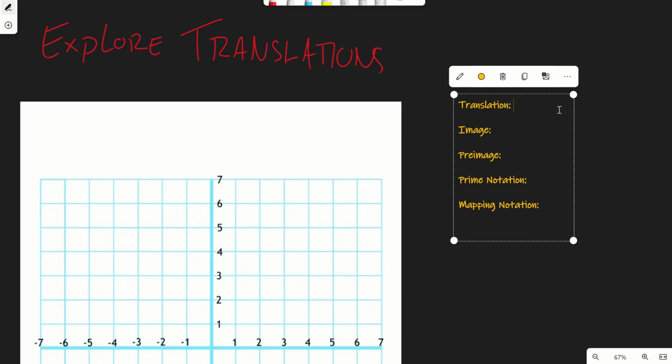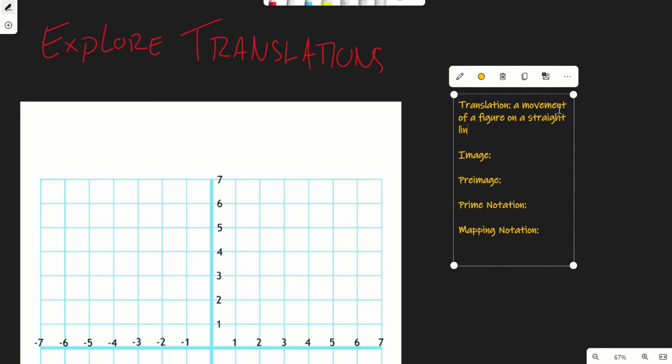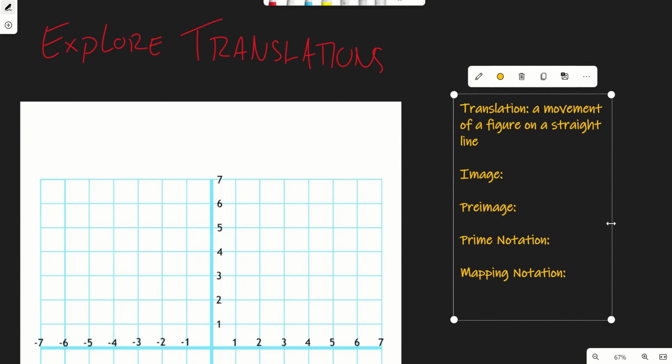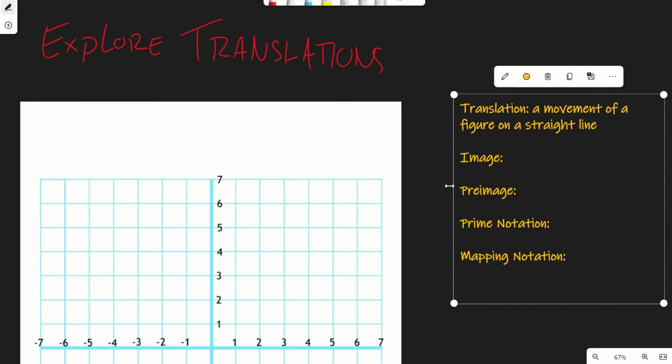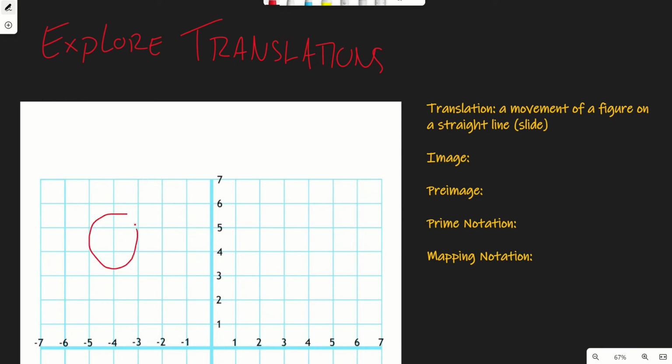A translation is a movement of a figure on a straight line. So a translation means I'm moving my figure on a straight line. When I translate something, it's like I'm sliding it. Another way you can think about this is a slide. So if I have a shape here, and then I want to slide it to the side, pretend I slid it on a straight line, that would be a translation. Sliding something on a straight line.